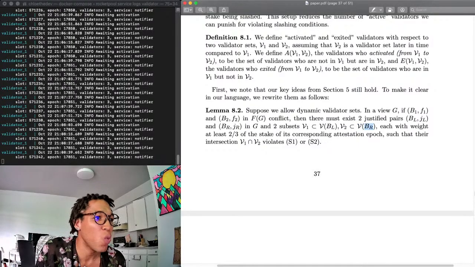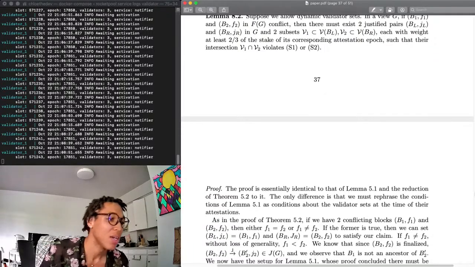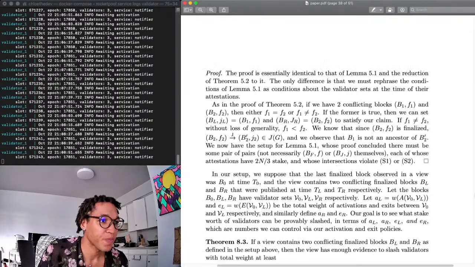Each with weight at least 2/3 of the stake of its corresponding attestation epoch, such that their intersection of V1 and V2 violates S1 or S2. Okay, I understand what it's saying so far. Let's look at the proof.